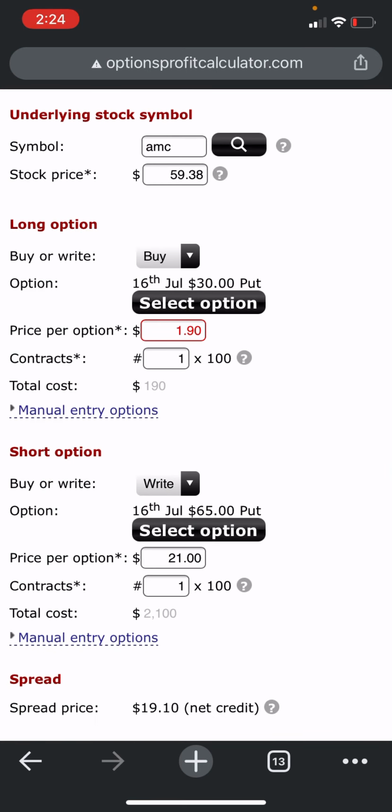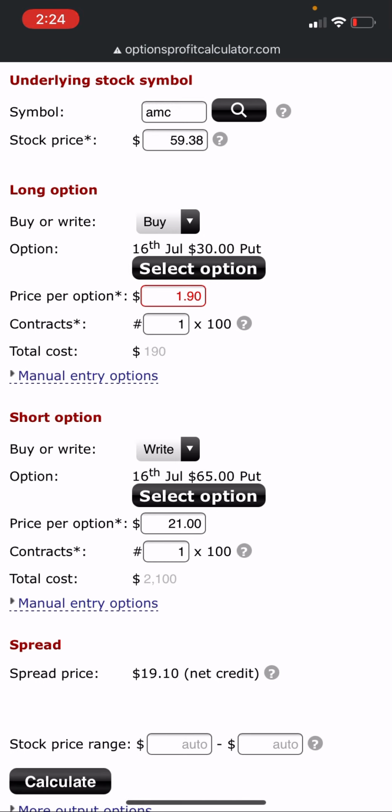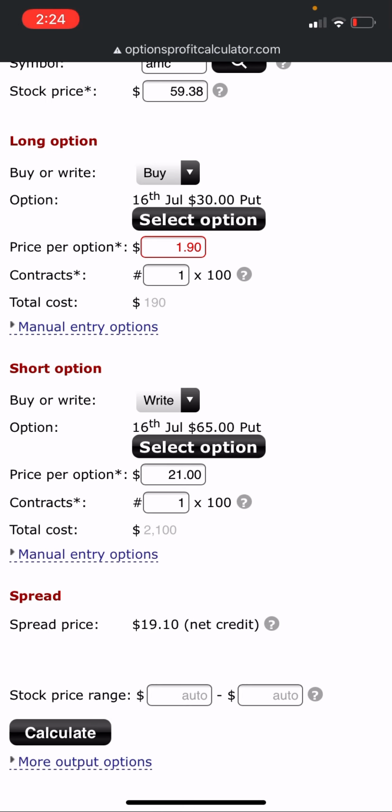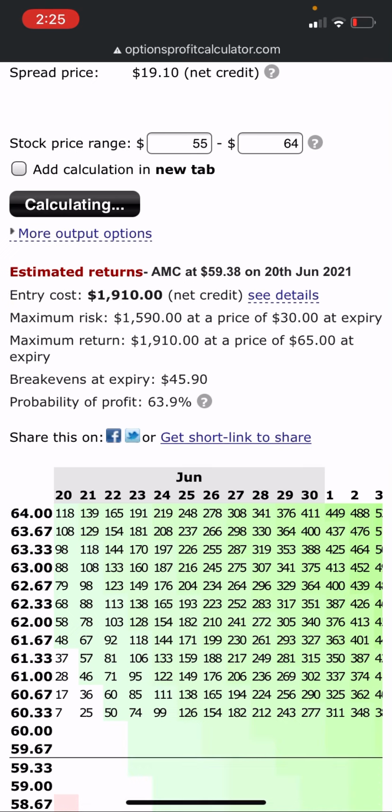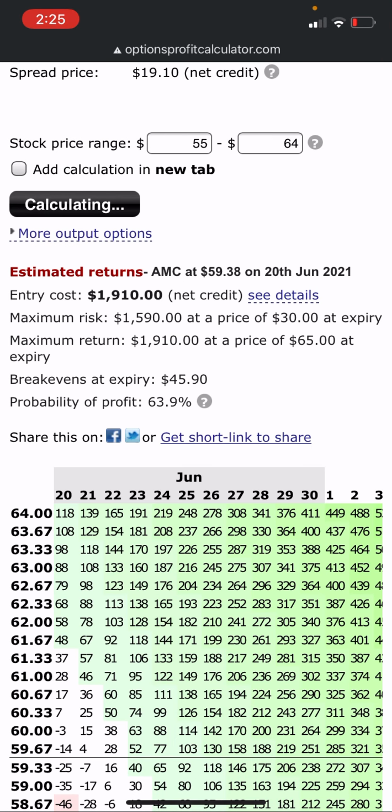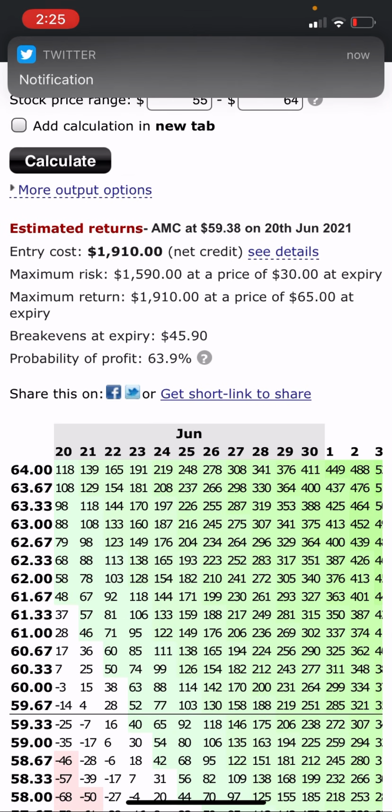$190, so I get executed. Okay, so price per option, 190. It's got to cost me 190, but the total cost on that short option with the total premium I'm keeping is $2,100. So I'm receiving a net credit. You see, I'm receiving a net credit, not a debit, a net credit. That means $1,910 I'm receiving. Okay, so if you calculate that, I'm receiving $1,910.